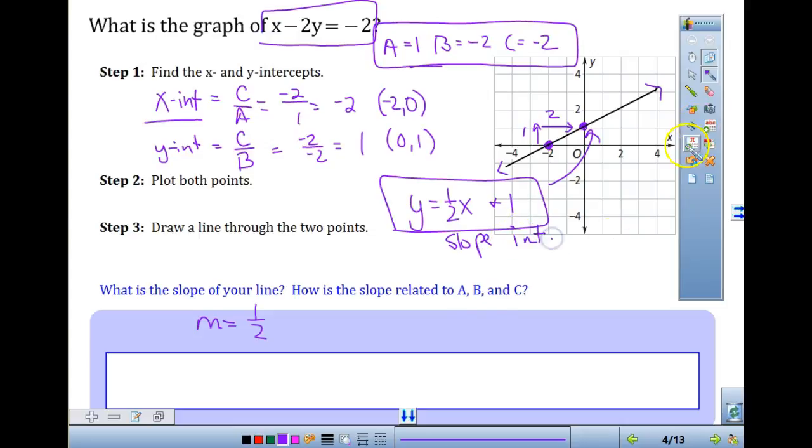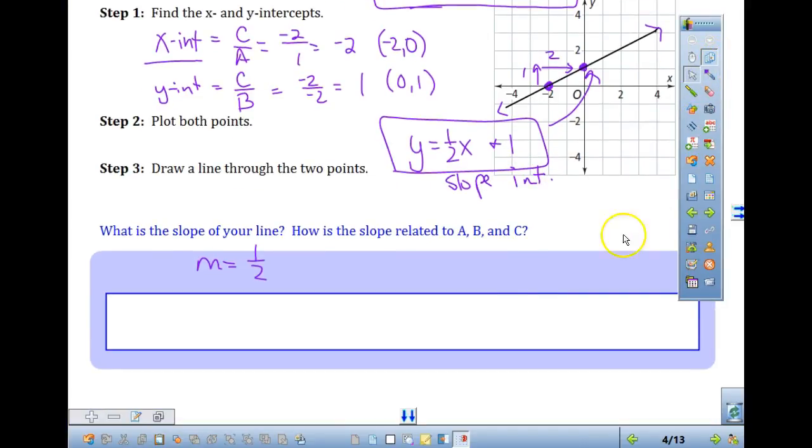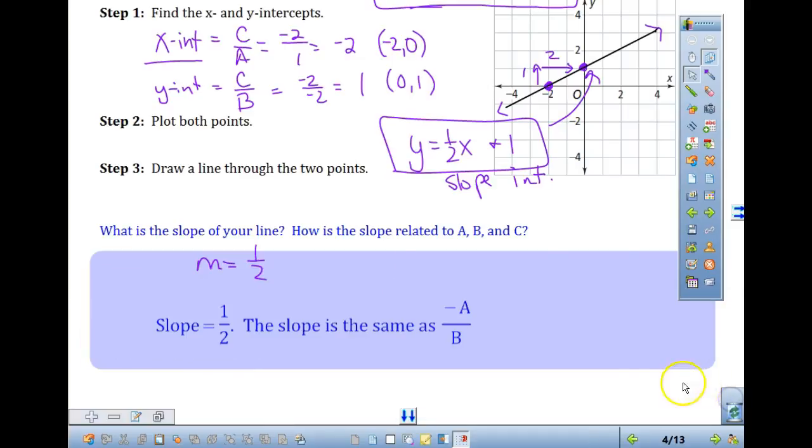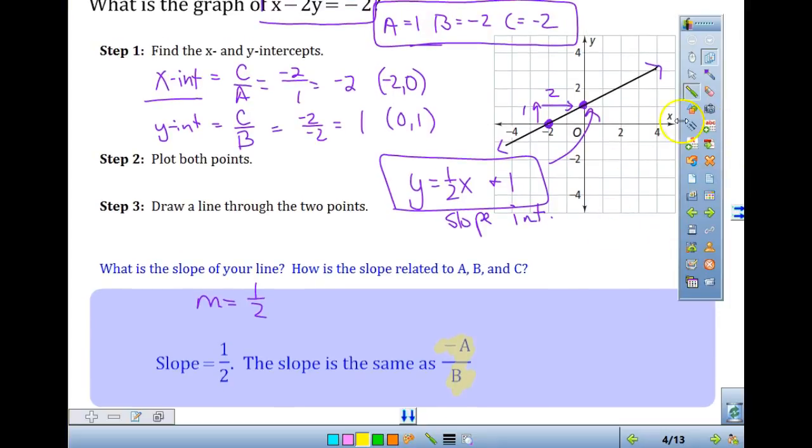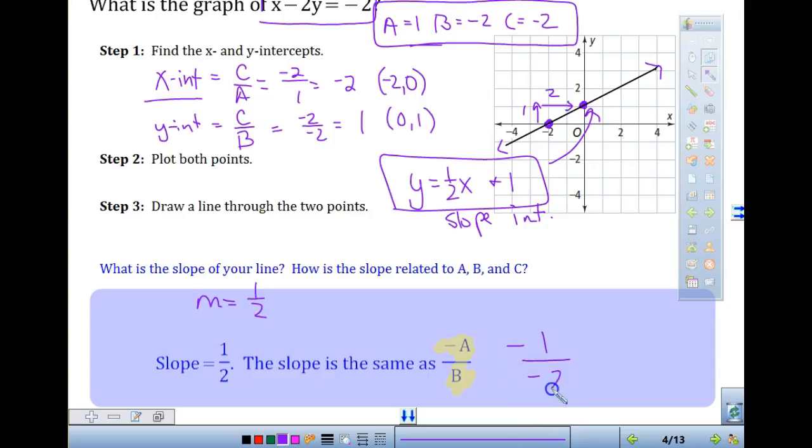And how is the slope related to the a, b, and c? We had a slope of 1/2. It's always going to be -a divided by b. So with our a, we always do the opposite of a, so -1, divided by whatever value b is, -2. Someone asked me yesterday, if we have negative divided by negative, should we keep it positive? Always. Negative divided by negative is always going to be a positive. So in this case, we get positive 1.